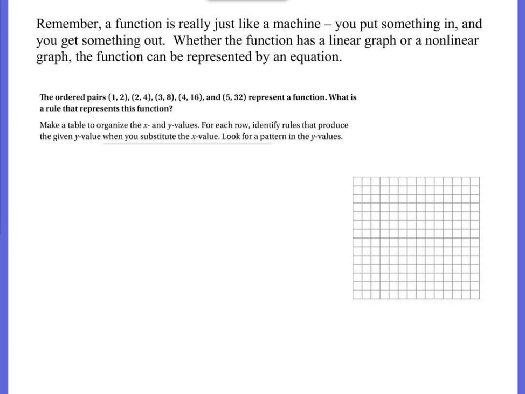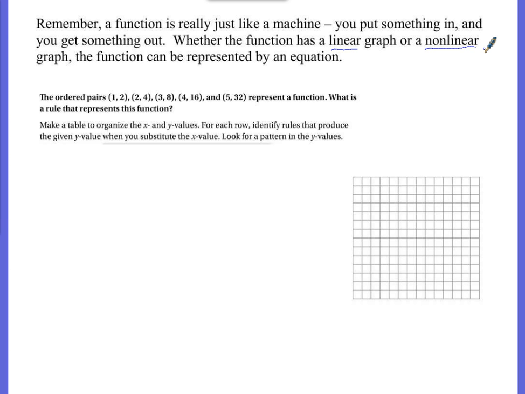A function is just a machine. Just keep that in mind. If you put something into a function, you're going to get something out of the function. So whether the function has a linear graph or a nonlinear graph, if the function looks like a line or some sort of curve, doesn't matter. The function can be represented by an equation. And that's kind of where we're headed.